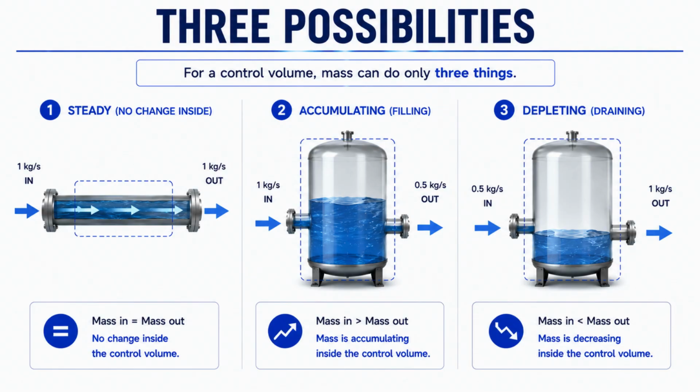If the mass entering equals the mass leaving, the amount of mass inside the control volume remains constant. This is called steady flow. If more mass enters than leaves, mass accumulates inside the control volume. The tank fills over time. If more mass leaves than enters, the stored mass decreases. The tank gradually empties. No matter which situation we're analyzing, conservation of mass always applies.